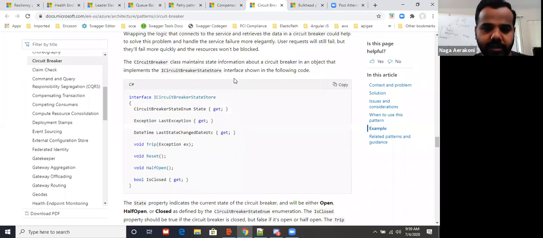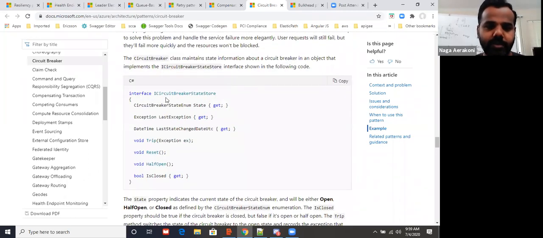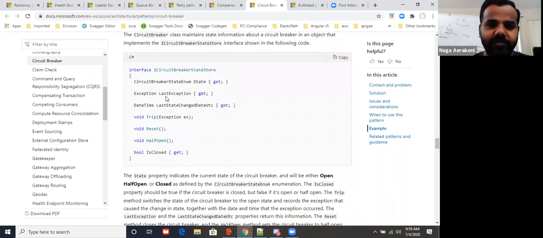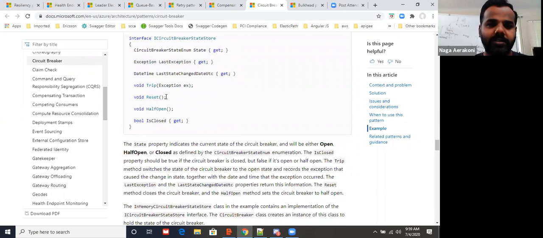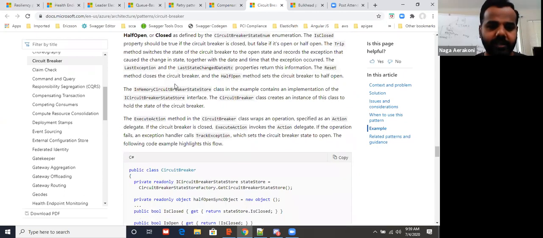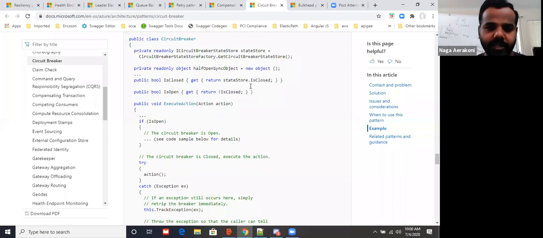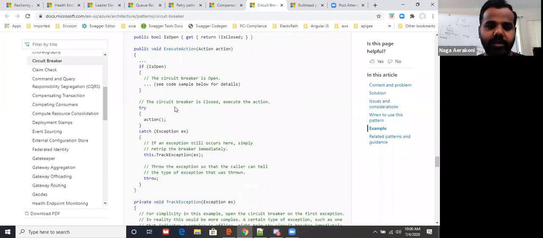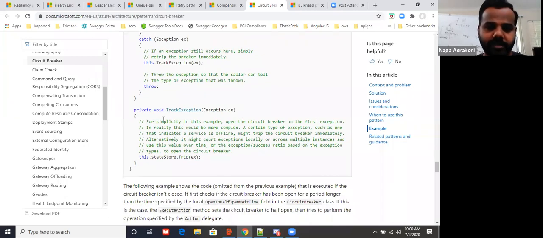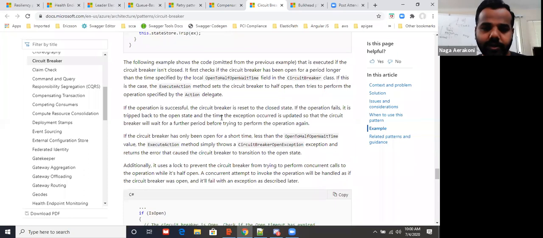So here is an example they have given in C#. I think even for Java folks, it may be mostly similar. You just have reset, trip, half open, and whether it's in closed state. This is just an interface stating different states. And this is a sample implementation. If it's open, this is most likely going to throw an error. If it's closed, it's going to serve the customers, the calling services. Whenever there is an exception, it's going to trip the circuit breaker.